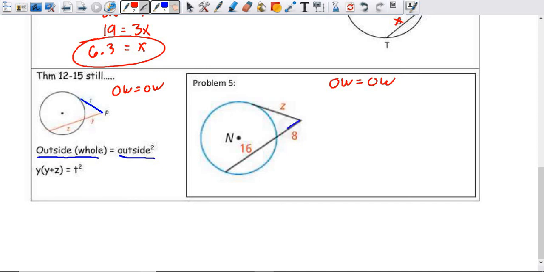So let's start with the bottom line here. We know the outside is 8. Then we know this whole piece is going to be 8 plus 16, which is 24. Now, for this top piece here, we know that this is the outside, which is z. Then we're going to multiply that by the whole thing, which is actually still z. So it's like z squared, but I write it out that way to help me out. So next step is we take 8 and multiply it by 24, and we get 192 equals z squared. And then, of course, to get rid of a square, we take the square root of that 192, and we get 13.9 when we round to the nearest tenth.